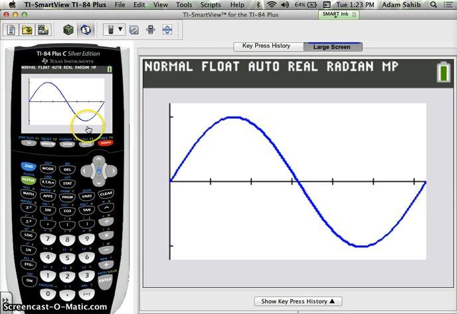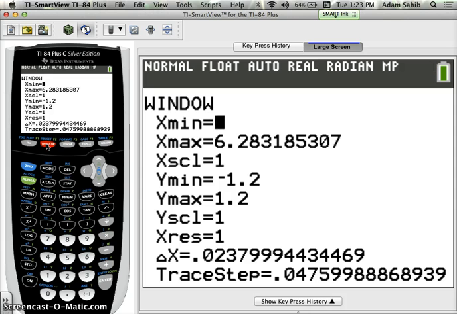If you're getting a really skinny version, let's first of all make sure your window is right. So 0 to 2 pi and negative 1 to 1. Is yours like that? I think the y minimum is wrong. Should we put it in the Y scale? It still doesn't work.